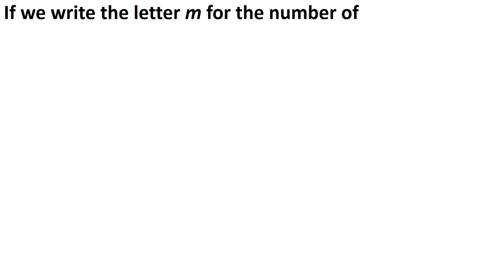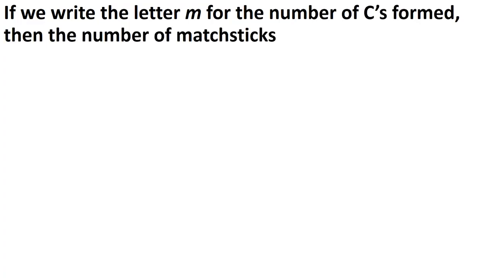So if we write the letter M for the number of C's formed, then the number of matchsticks required is 3M. Now we are writing C M times. Not 1 time, not 2 times, not 3 times, we don't know. Here the letter M is a variable because it can change. M can be 1, M can be 2, M can be 3, 4, 5, any number. We can write down C as many times as we want, so we are writing it with the letter M.